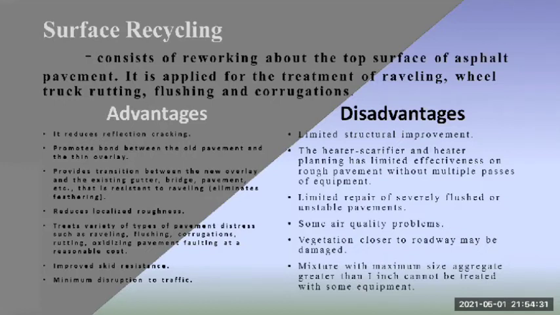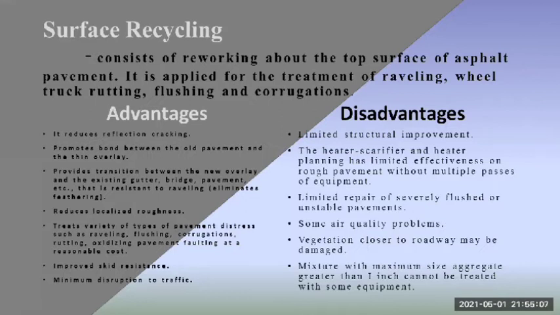The advantages of surface recycling are that it reduces reflection cracking, promotes bond between the old pavement and the thin overlay, provides transition between the new overlay and the existing gutter, bridge, pavement, etc., and reduces localized roughness. It treats a variety of types of pavement distress such as raveling, flushing, corrugations, rutting, oxidizing pavement, and faulting at a reasonable cost. It also improves skid resistance.